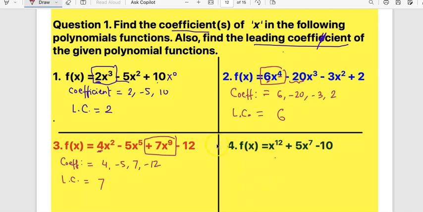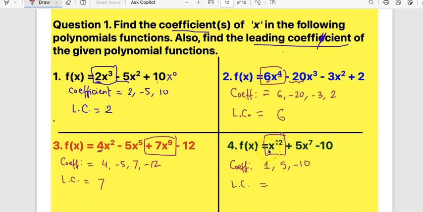Pause the video and find the answer for this one. Alright, so let's check it. Now you don't see any number in front of this. This means there's an invisible 1. So your coefficients are 1, then your 5 and negative 10. What about the leading coefficient? The highest power is 12, so let's do it like this.